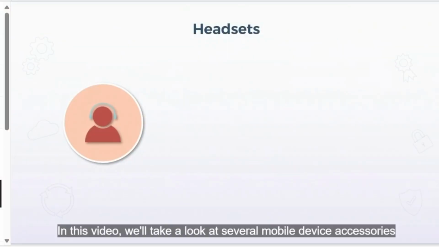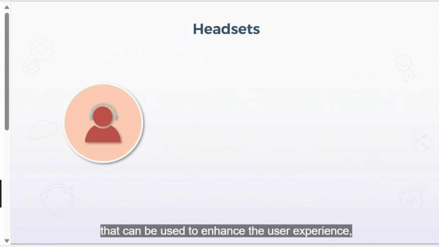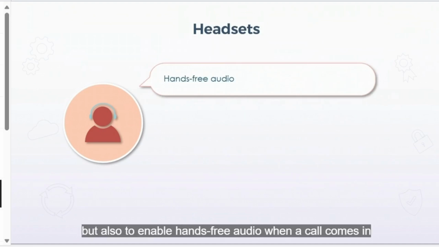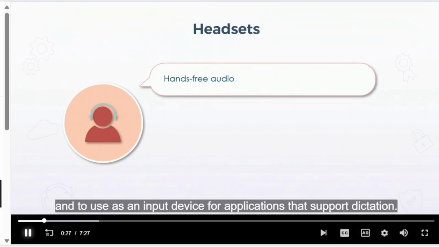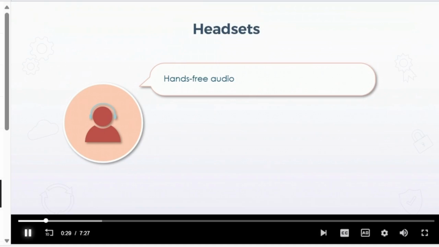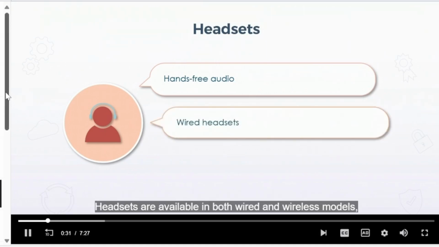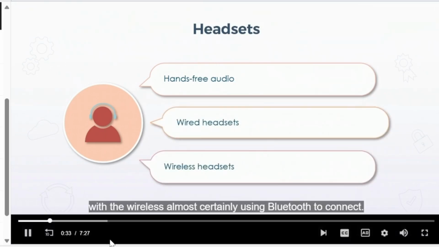In this video, we'll take a look at several mobile device accessories that can be used to enhance the user experience, particularly with respect to audio and video applications. So on that note, we'll begin with headsets, which can be used not just for listening to music, but also to enable hands-free audio when a call comes in, and to use as an input device for applications that support dictation. Headsets are available in both wired and wireless models, with the wireless almost certainly using Bluetooth to connect.